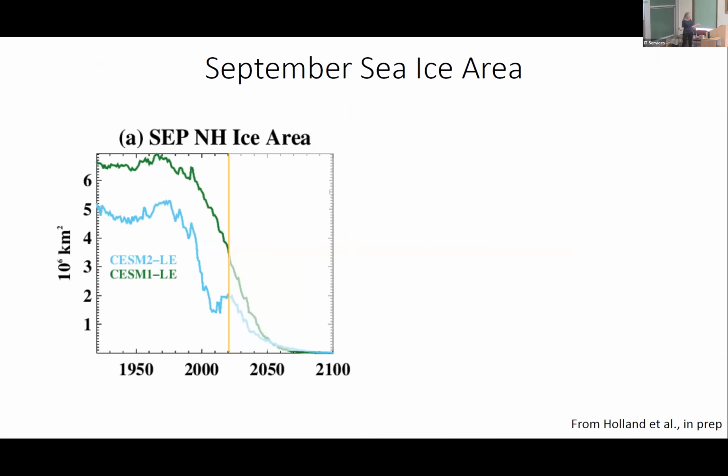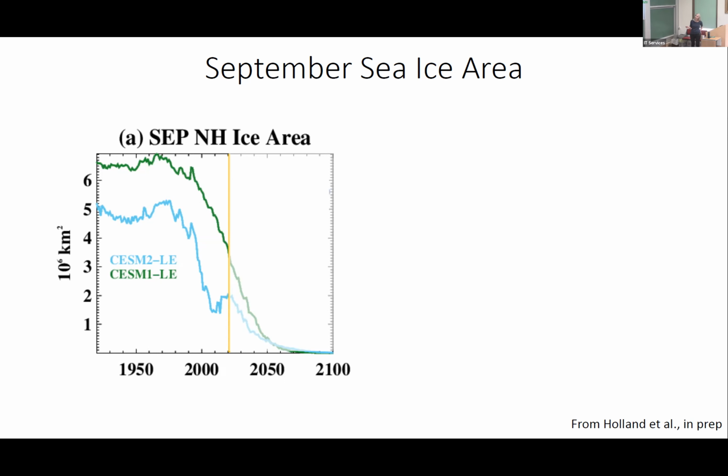So what does this look like for sea ice? We're at a sea ice meeting, of course. Sea ice is near and dear to my heart. This shows the simulation of sea ice in the CESM1 large ensemble in green and CESM2 large ensemble in blue. And I'm just kind of highlighting the historical period here, so not the future projections. You can see that there is this mean offset. CESM1 has considerably more sea ice than CESM2.